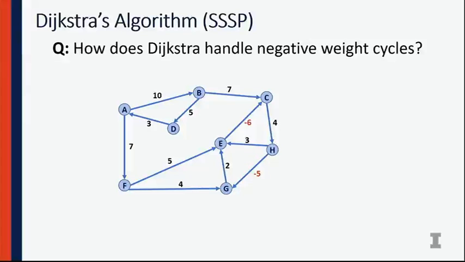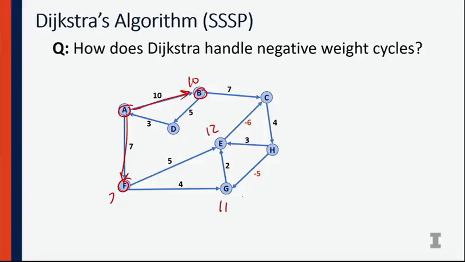Does Dijkstra's algorithm still perform well there? Let's take a look. So, handling negative weight cycles, starting with A, we can look at this classic graph that we've seen before and update B to be 10 and then F to be 7. We choose F as our next node. E becomes 12 and G becomes 11.